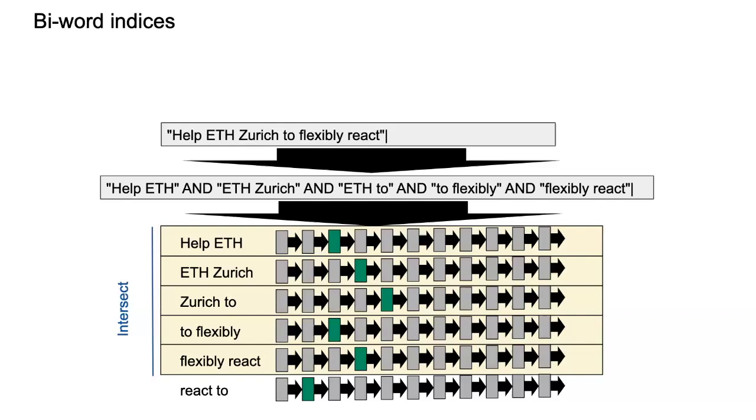So you might think in order to find the query on pairs of terms, I want to find documents that have help ETH, ETH Zurich, Zurich to, to flexibly, flexibly react, right? And then I'm going to go through the posting lists corresponding to them. It's an AND, so that's an intersection. And then I'm going to find documents that contain all of these pairs.